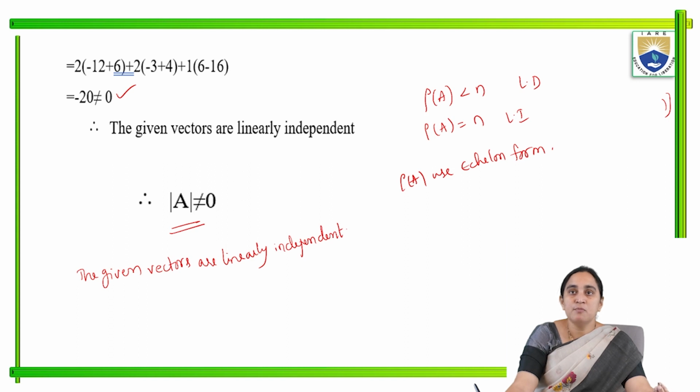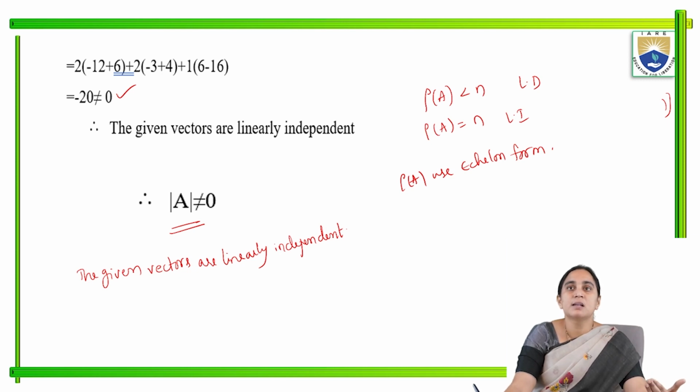I am using the same concept for finding linearly dependent or independent vectors. First you have to use echelon form. Why are we using echelon form? For finding the rank of a matrix. For any matrix, square or rectangular, we reduce it to upper triangular form with row operations. After reducing it, we consider the number of non-zero rows. The number of non-zero rows is equal to the rank of the matrix.